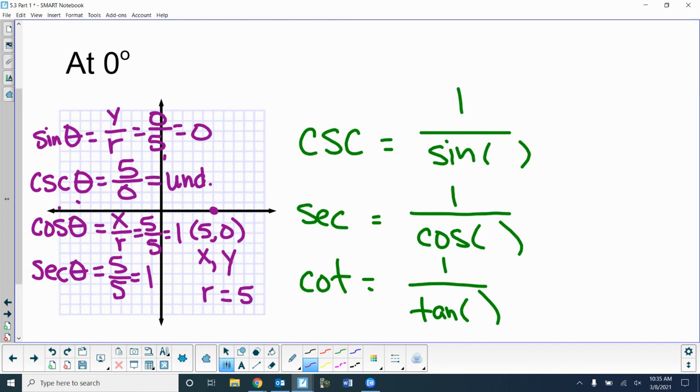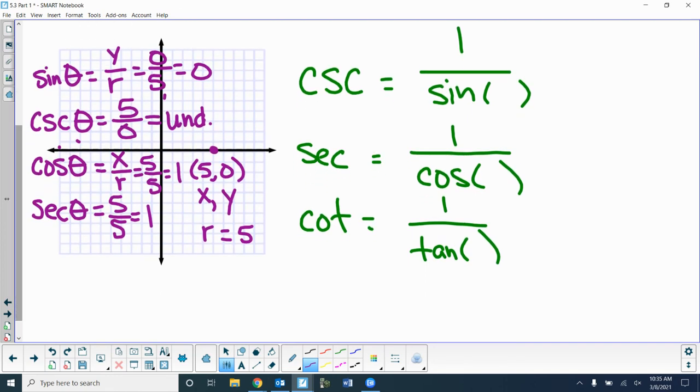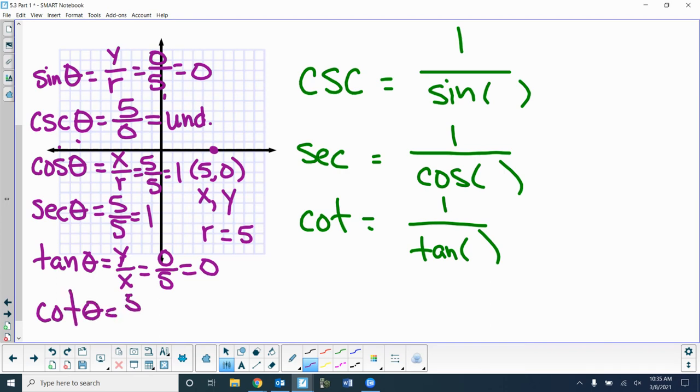Okay? And then again, tangent and cotangent. All right? Tangent was y over x. Okay? Opposite side is always the y, adjacent side is always the x. So my y value is 0. My x value is 5. 0 divided by anything, 0. Cotangent is a reciprocal. So this would be 5/0, which again is what? Undefined. So you're going to get a couple undefined. That's okay. For the quadrantal angles.